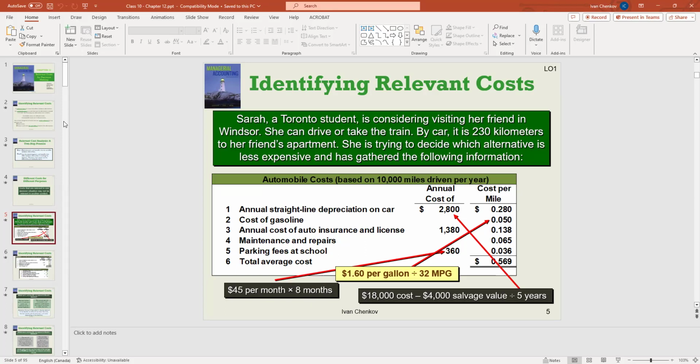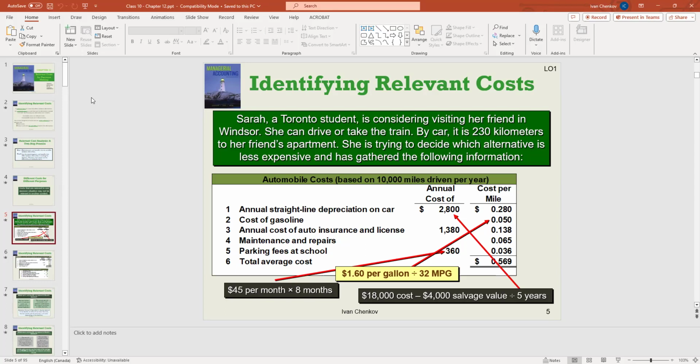Now let's go with the maintenance and repairs. How about the maintenance and repairs? If I drive my car, I have to maintain and repair. If I don't drive it, I don't have to. So is that relevant for my decision? What do you think? You can avoid it by not going. If I can avoid it, that means it's relevant. Thank you. Now the next one is the parking fee at the school.